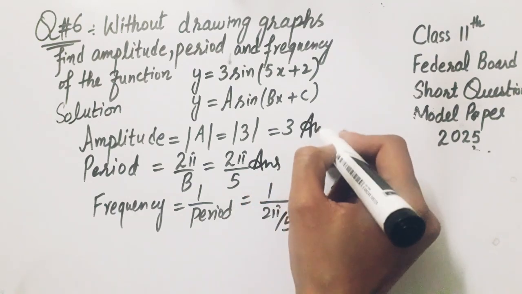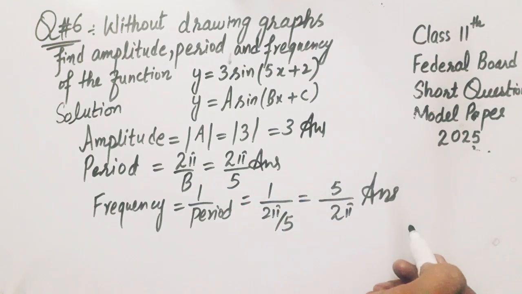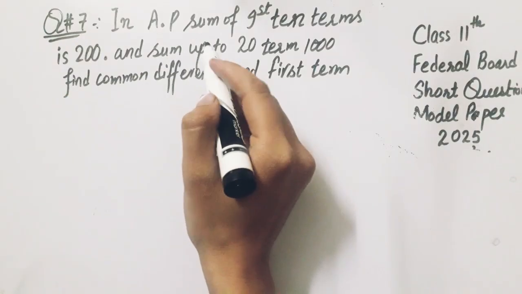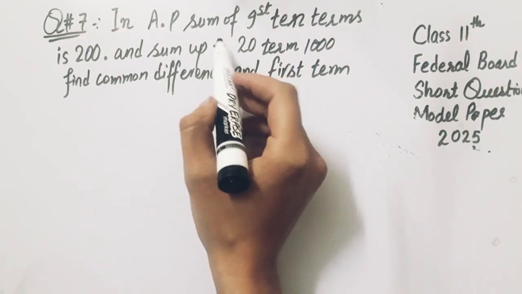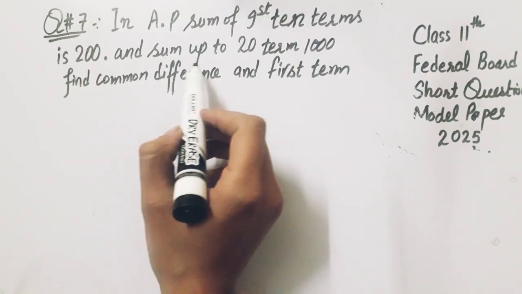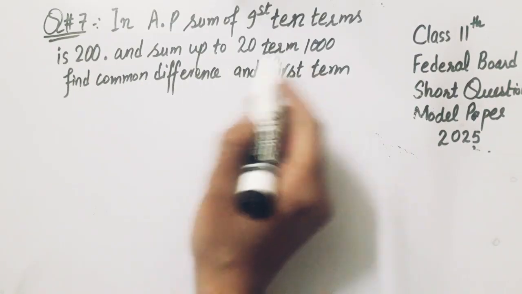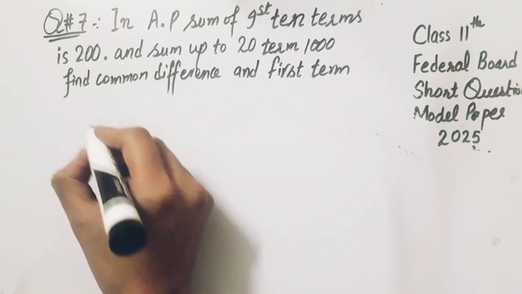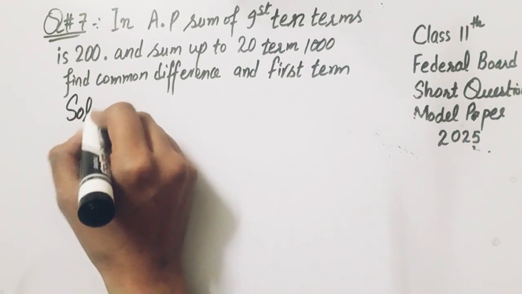Now we will solve question number 7. Question number 7 is, in an arithmetic progression, the sum of the first 10 terms is 200 and the sum up to 20 terms is 1000. Find the common difference and the first term. Now we will solve this question.